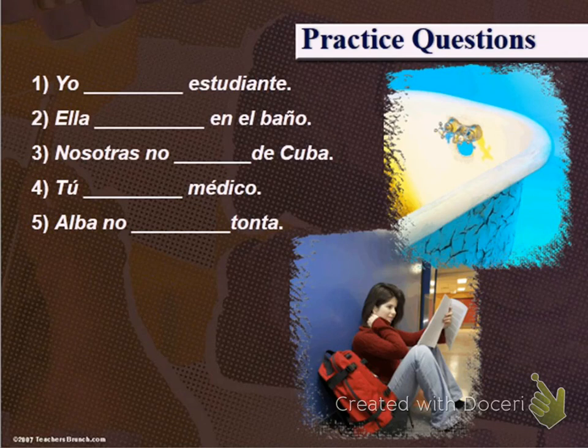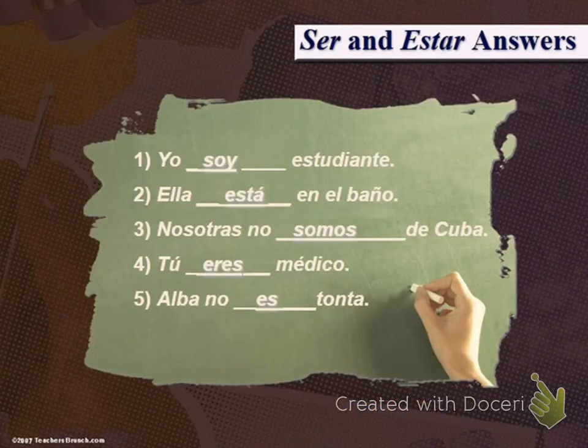What about 2? She is in the bathroom. Está, because you're talking about location. The en gives you a clue there. Good. What about 3? We are not from Cuba. I don't care if you are or if you're not. What are we talking about? Origin. So that would be ser, which conjugation of ser that agrees with nosotras? Somos. Okay, so that's number 3 there.